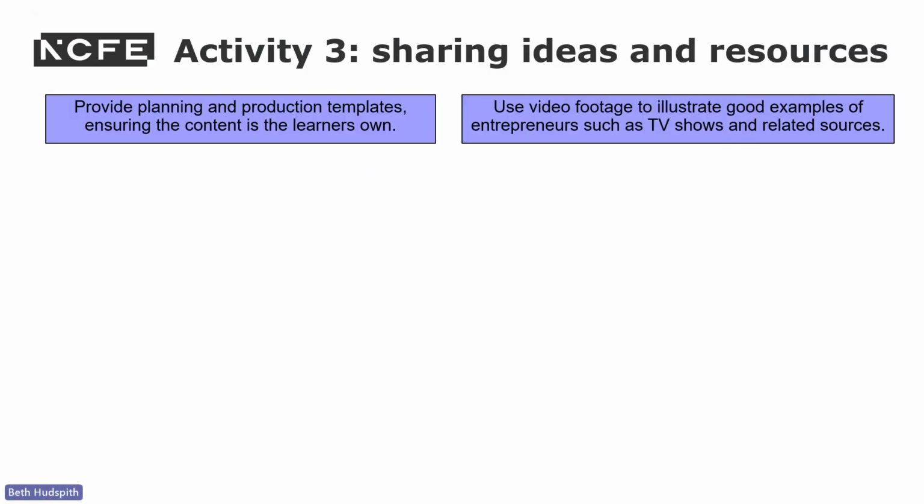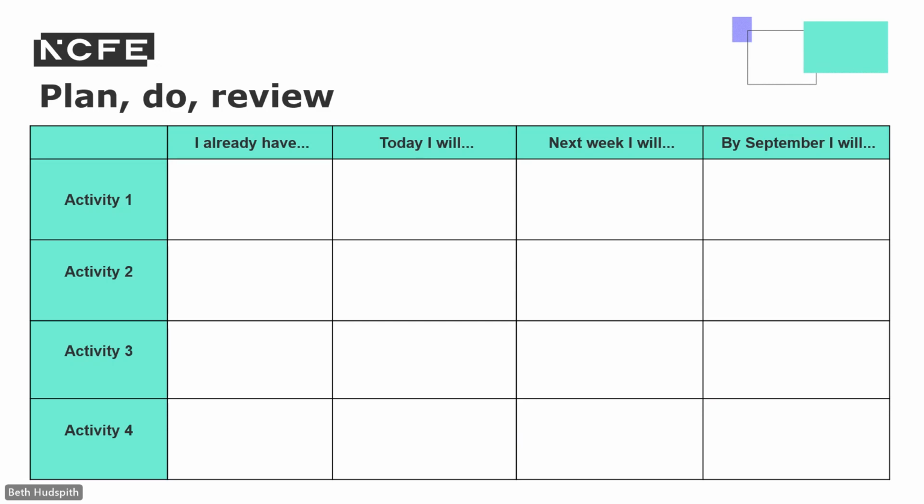Great, thanks, Emma. We'll move on now to our next activity. So again, we're going to revisit your plan, do, review. So take a few moments to consider what you've already done, what you plan to do today, and what you plan to do next week or by September for activity 2 and 3. So it could be, gather a bank of recycled materials in the classroom to use.